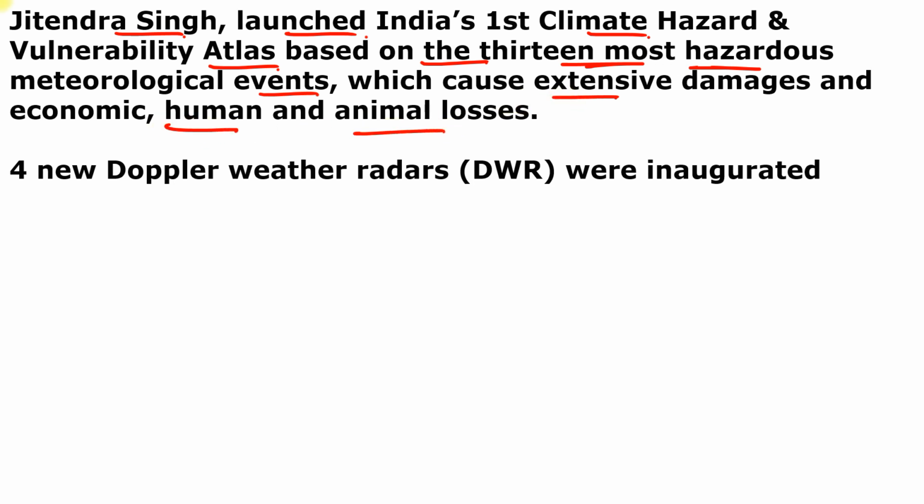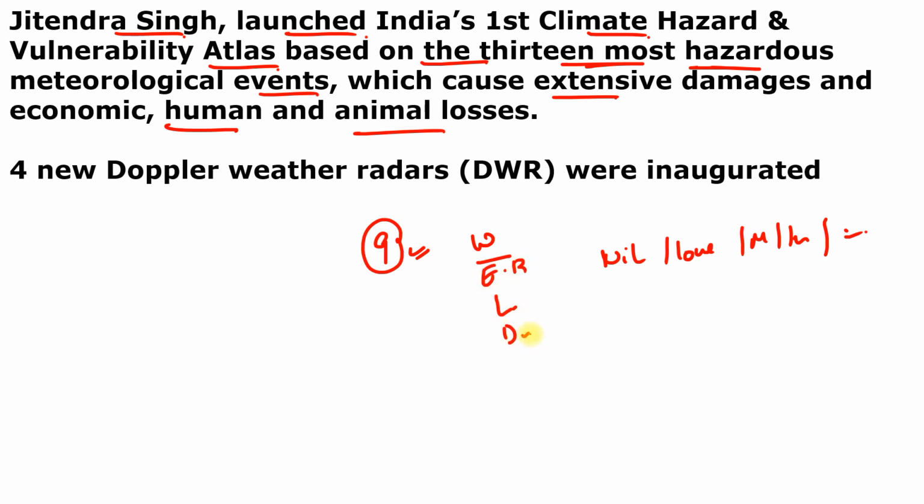And the atlas provides a range of vulnerability for every Indian district with the risk ranging from nil, low, moderate, high and very high categories. And the atlas provides information on 9 types of climate hazards like wind hazard, extreme rainfall, lightning, dust storm, hailstorm, fog, drought, cyclone, etc.